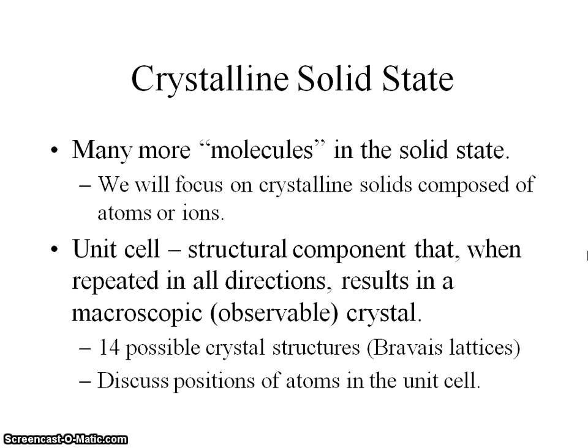So friends, one thing to keep in your minds, and be eager to learn about the unit cell. What is the unit cell? It is a structural component that, when repeated in all directions, results in a macroscopic crystal. So there are 14 possible crystal structures, the Bravais lattices, and we discuss the positions of atoms in the unit cell.